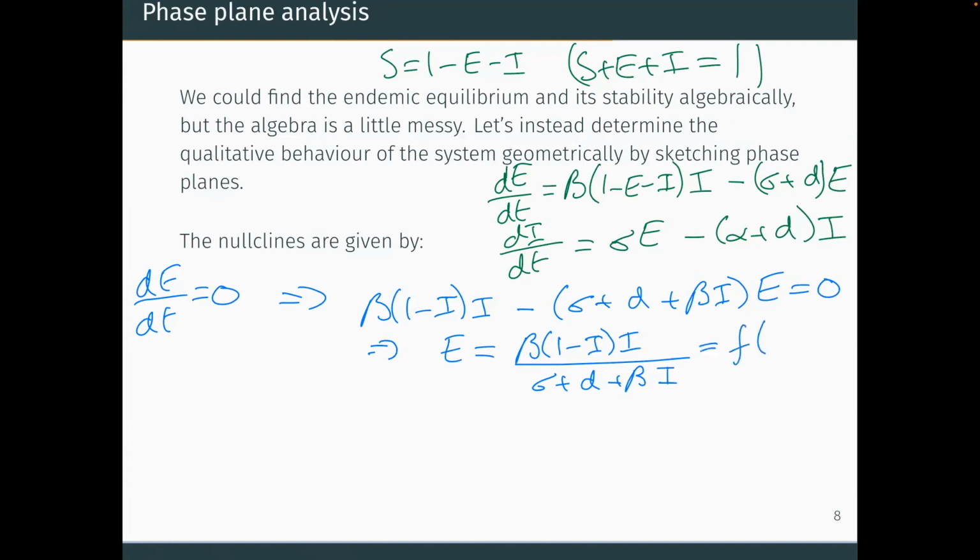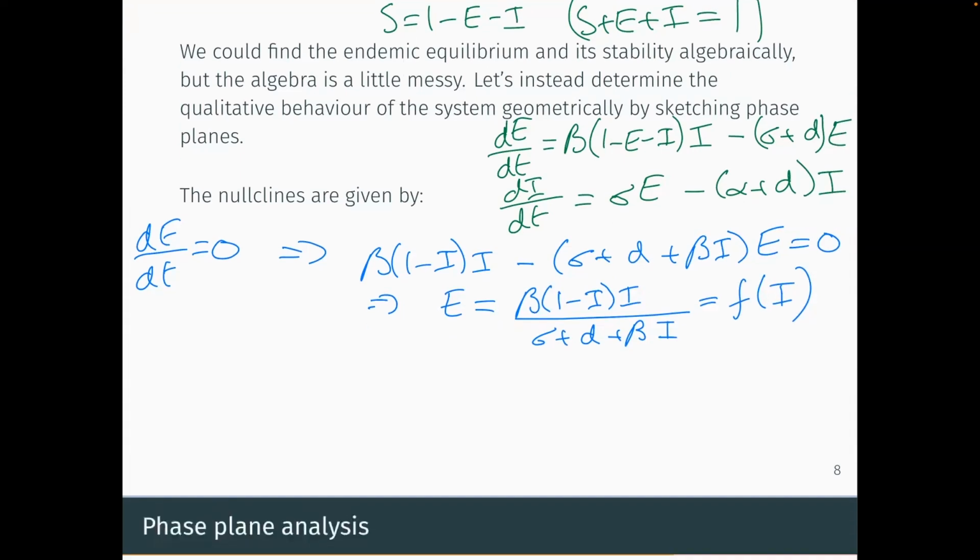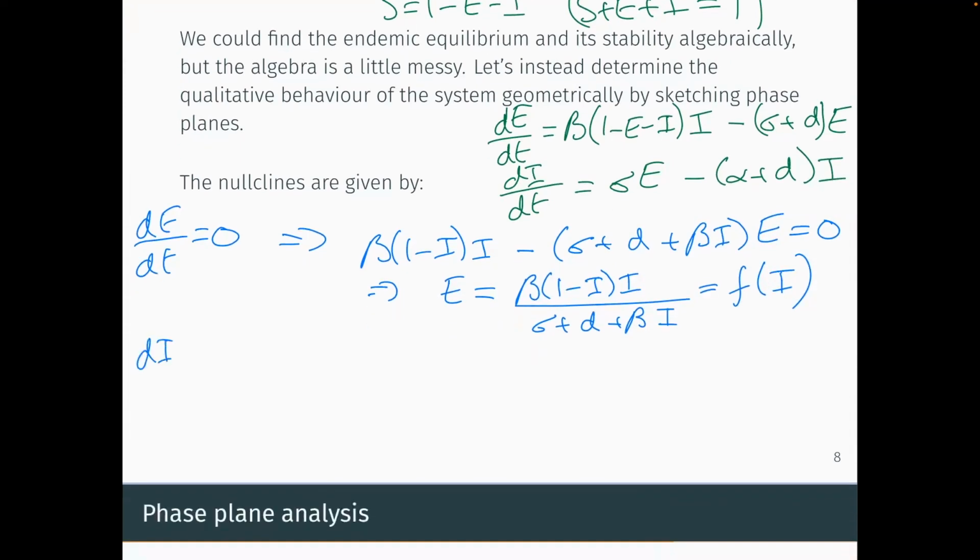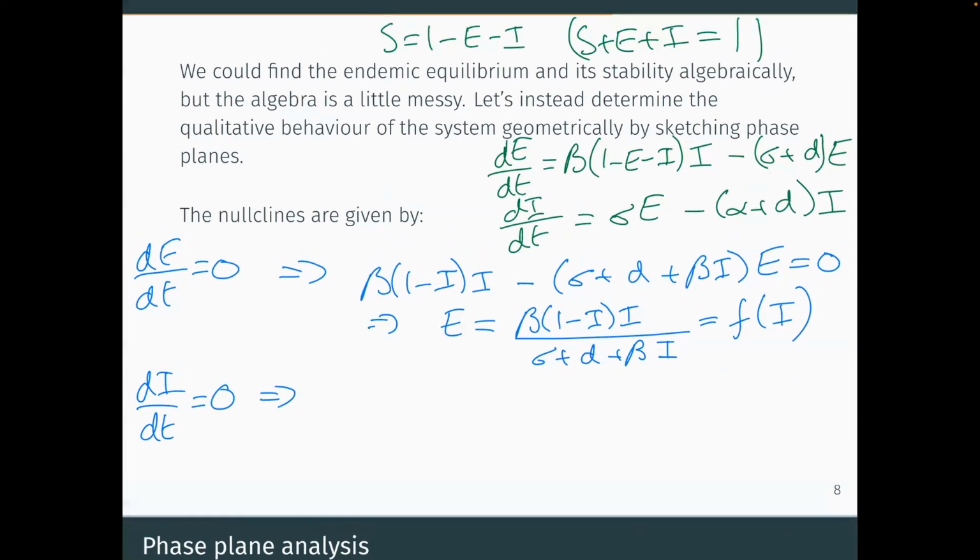And I'm going to call this f of I, because we've only got I's on this right-hand side. So this is just some function of our infectious class. And then our null clines for our I class, dI/dt being equal to 0, well, this equation here is just linear in E and in I. So we can write E is equal to (alpha plus D) times I over sigma. And I'll call this g of I.